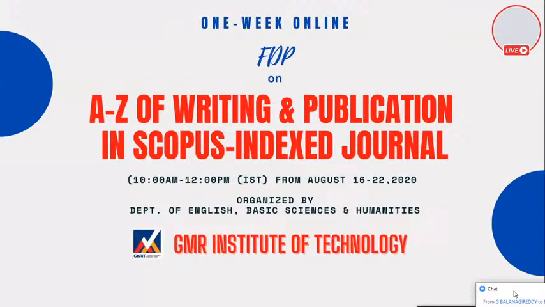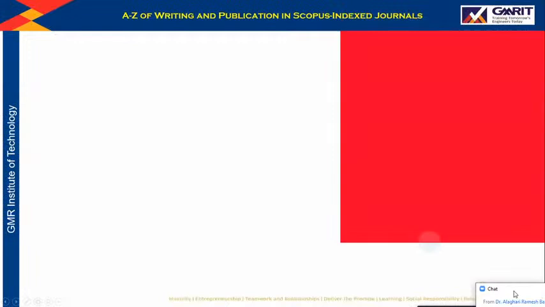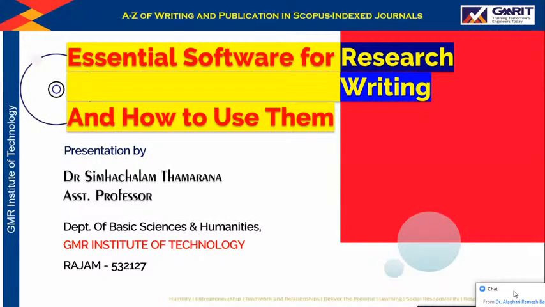Greetings of the day and a very good morning to all the learned participants of this 7-day FDP on A to Z of writing and publication in Scopus indexed journals. In fact, you have been witnessing and participating in and enjoying these sessions for a couple of days. It started on the 16th, and this is the 4th day of the program. Today, I'm going to share my knowledge, skills and experiences about the area of research and publishing, especially the essential software for research writing, and how to use them.